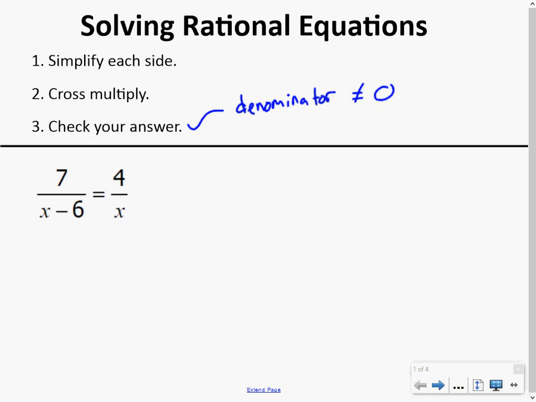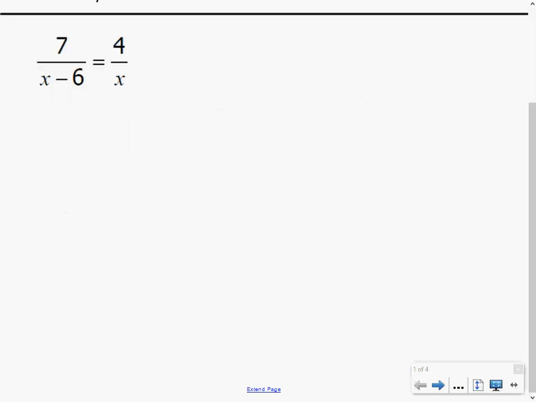Okay. So our first one here, set up, ready to go. We have a rational expression equal to a rational expression. We're going to cross multiply. So we're going to multiply the 7 and the x together, and that's going to be equal to the product of 4 times x minus 6.